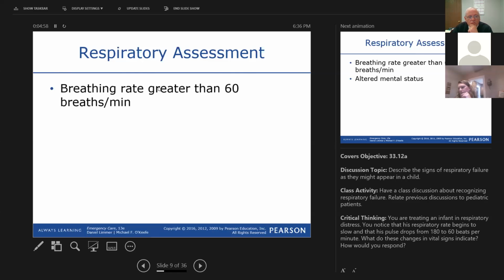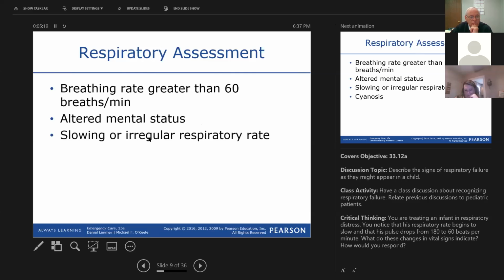If they're breathing more than 60 times a minute, we're talking littler kids. Babies will breathe 60 times a minute. Okay, that's normal. But the kids, if they're having respiratory distress, the toddlers and people like that, if they're breathing more than 60 times a minute, that's an issue.